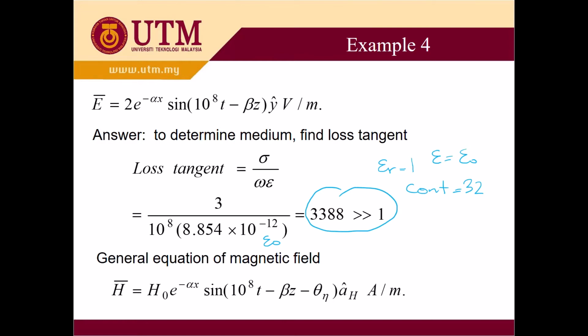And we have to write down the general equation of the magnetic field. We know that in conductors, the difference is only that we have the phase delay of theta n, and we also know what theta n is. Theta n is 45 degrees. This is what we know, and let's prove it. And you also have the attenuation component, and H naught can also be determined.